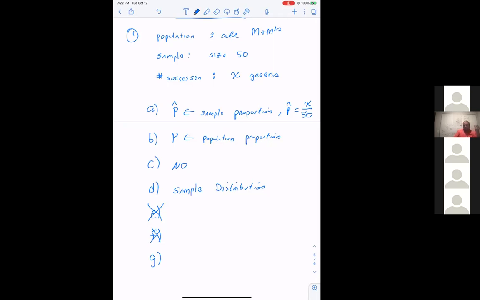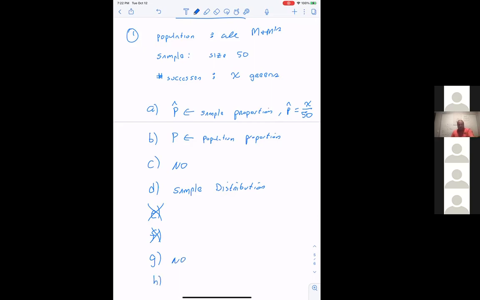Can you repeat that, please? Sure. If everyone were to estimate the population proportion of green candies based on the proportion that each person got in their sample, would everyone arrive at the same estimate? No. If everyone gets different values, we're all going to estimate it in different ways, right? So certainly not.